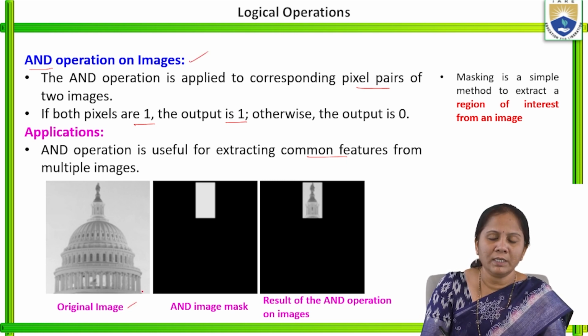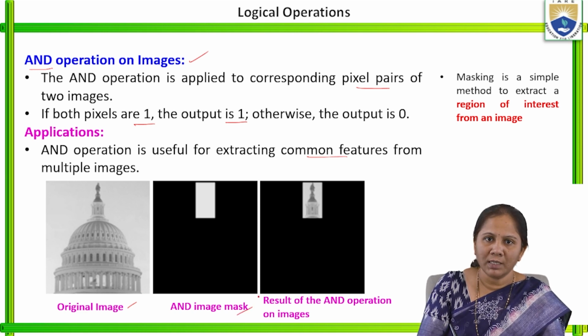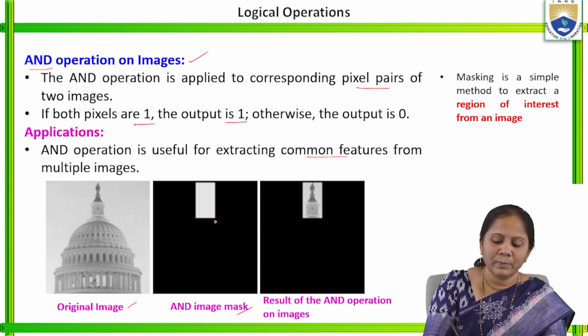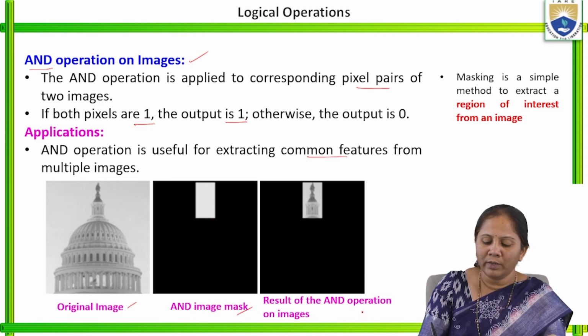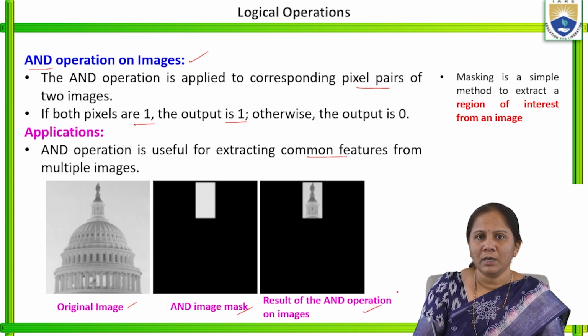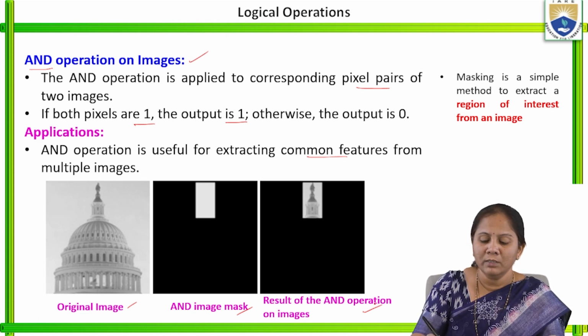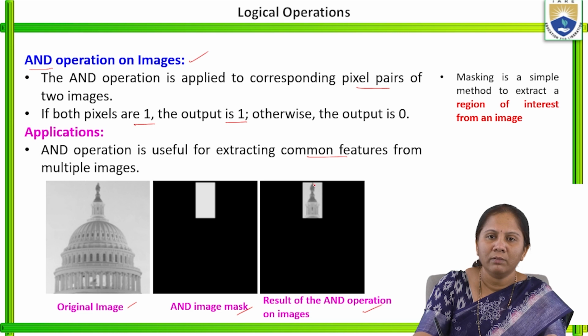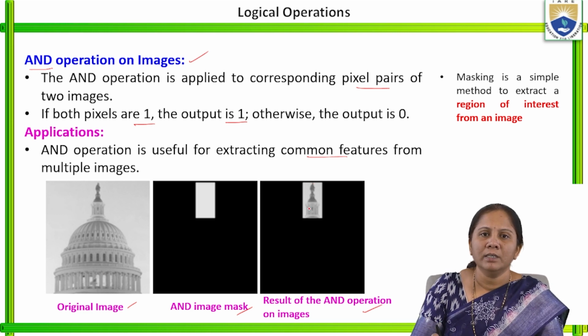So this is the original image. If you use this AND image mask, there will be a mask window available here, and we are going to get the resultant image after performing this AND operation. In this mask only, we will get this entire image.